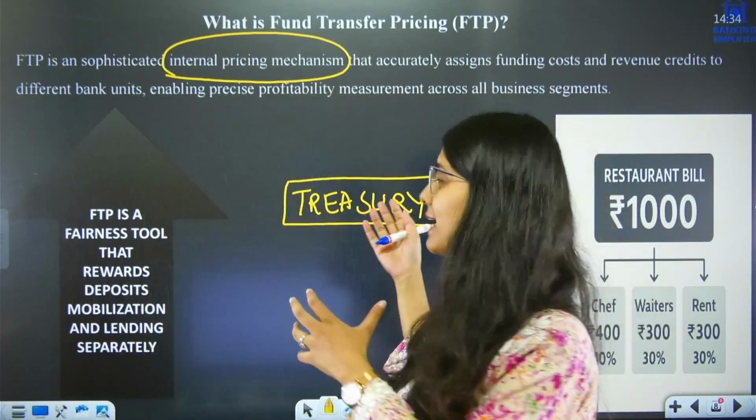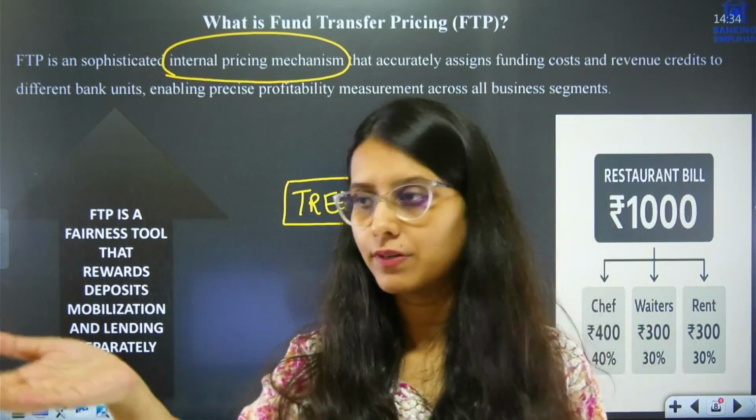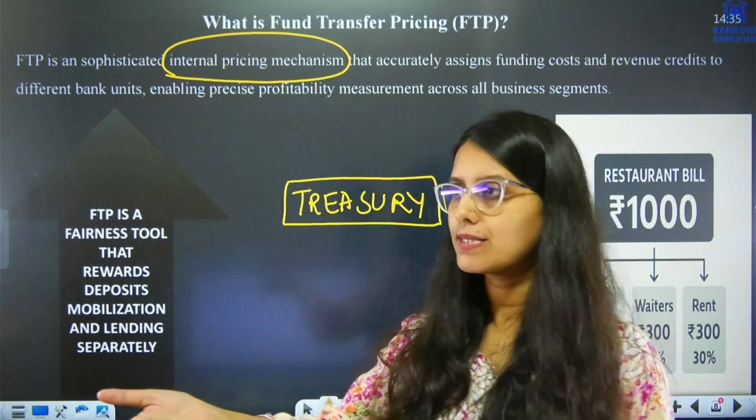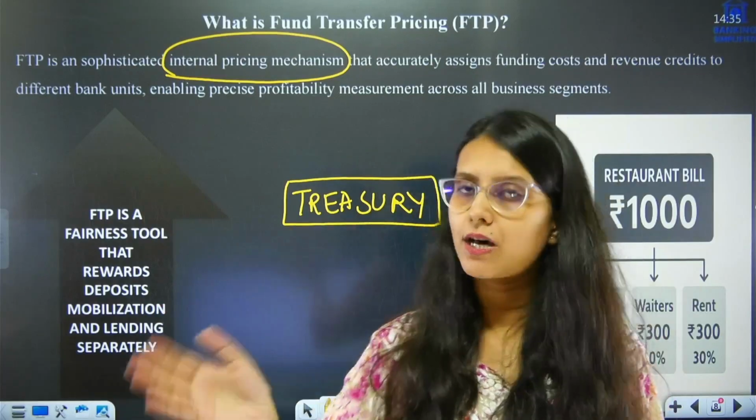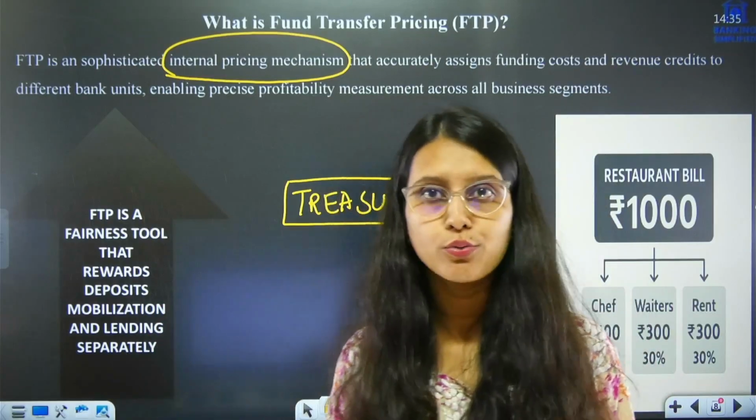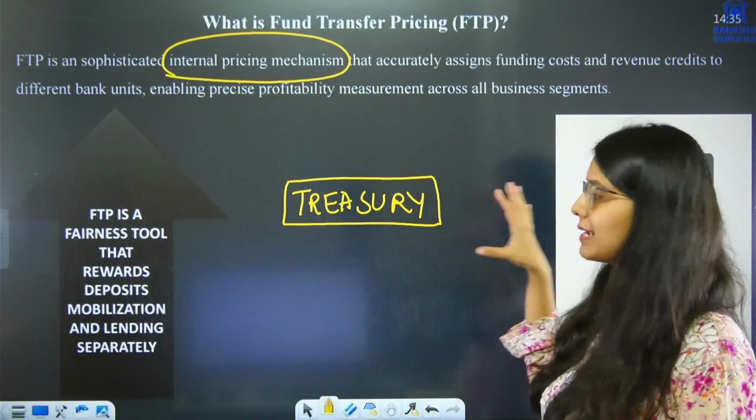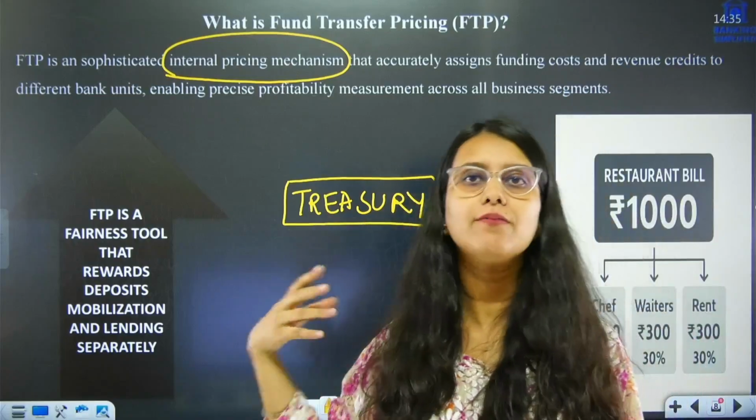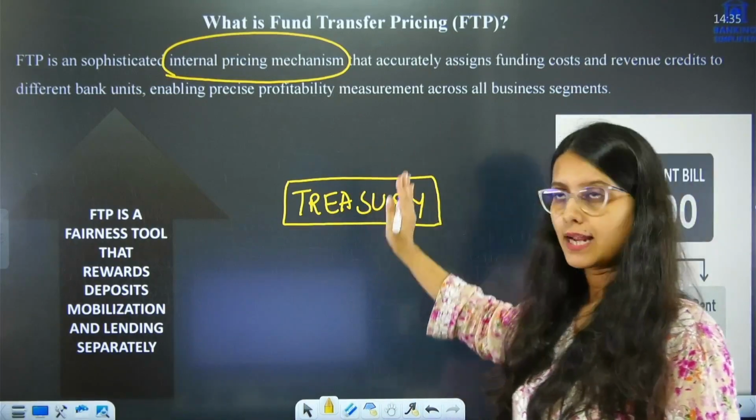Because whenever there's an excess fund with the bank, will you keep it with yourself? For example, you have excess funds after you get the salary. You get 1 lakh salary, let's say, and 50,000 is your savings. What will you do? You will invest it somewhere. That is what the Treasury does. Whatever extra money they have, they will invest it so that they can get some returns on it.